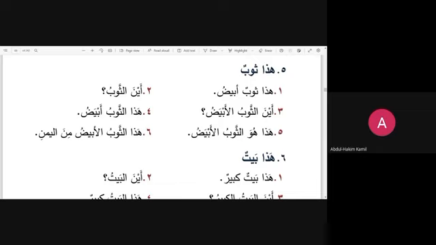Where is the white thawb? Where is the white garment? This is the one that the people slip up on. Let's get it straight. Let's take our time.